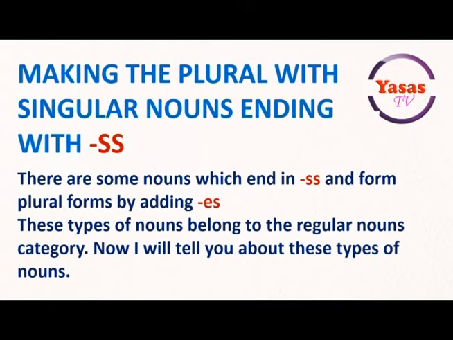The plurals of singular nouns ending with double s. There are some nouns which end in double s and form plural forms by adding es. These types of nouns belong to the regular nouns category. Now I will tell you about these types of nouns.